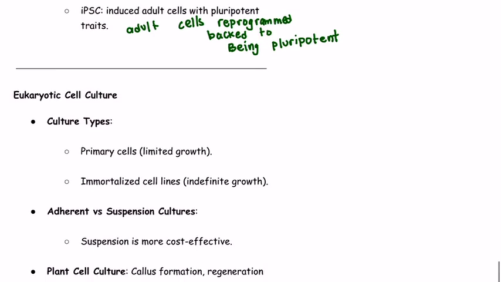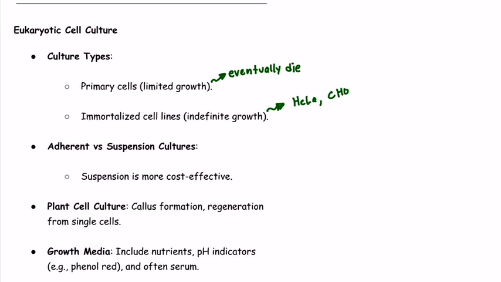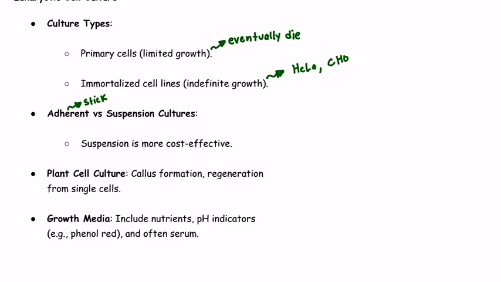All right, so eukaryotic culture types. Primary cells are going to have limited growth because they eventually die. Immortalized cells live forever. Examples of these are going to be HeLa cells or Chinese hamster ovary cells. A couple of ways you can culture them is in adherent vessels, where they stick to the sides of the wall, or in a suspension culture, where they're just suspended in a large vat. Sometimes with the growth media, they can use pH indicators like phenol red, which are going to change color if the pH were to change.